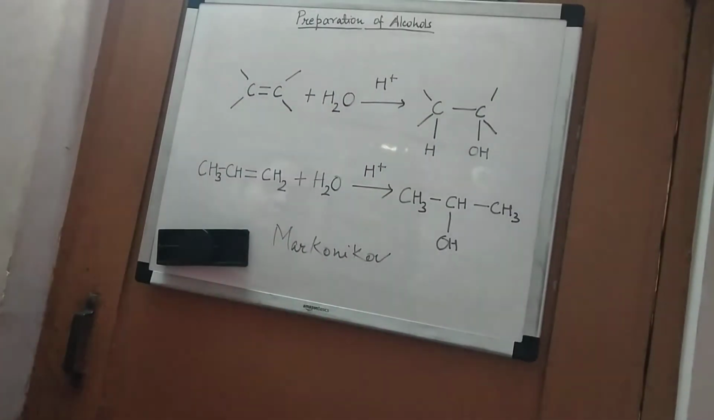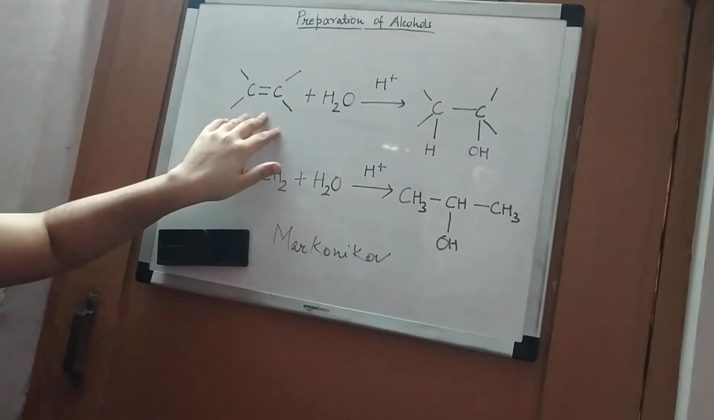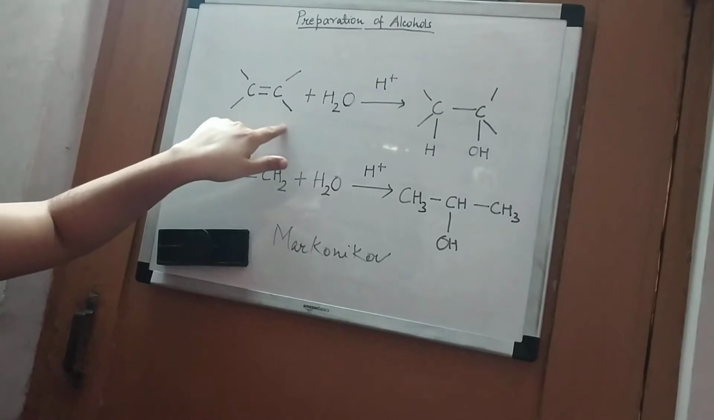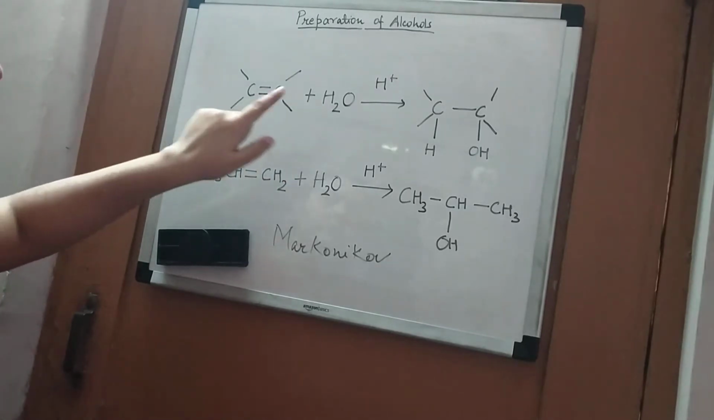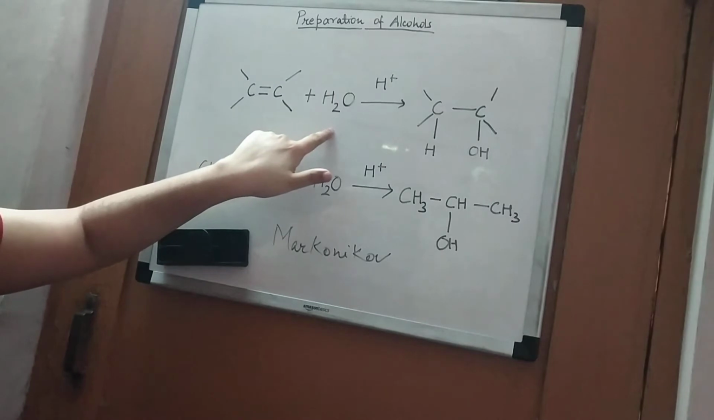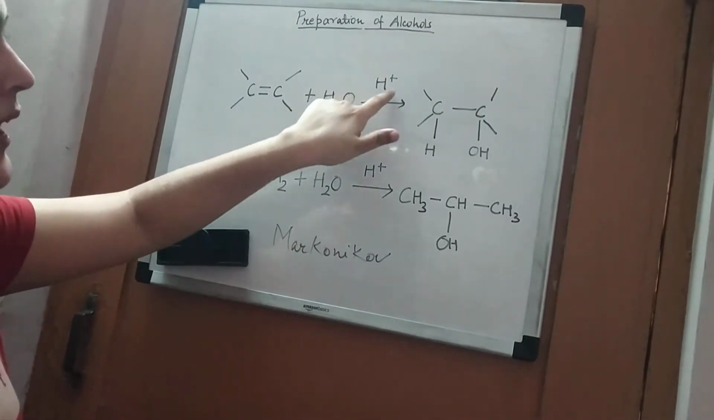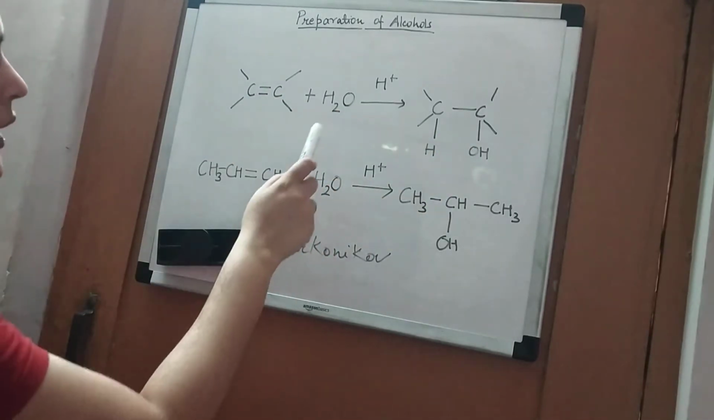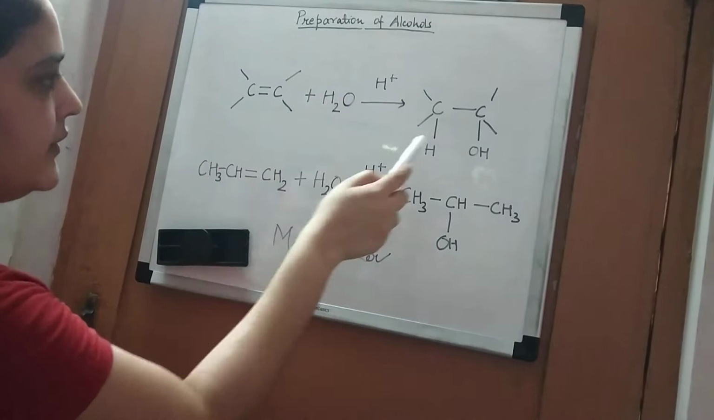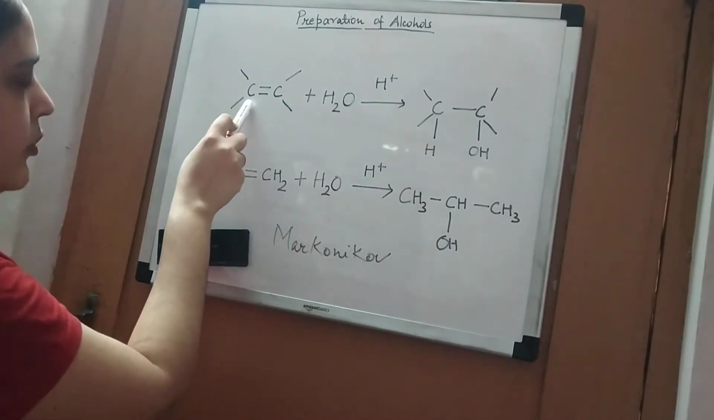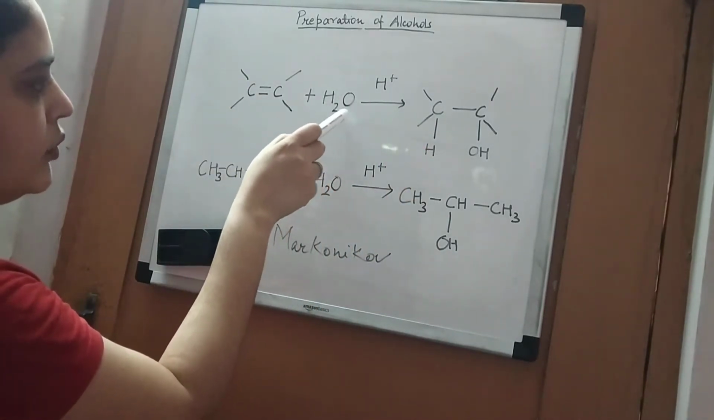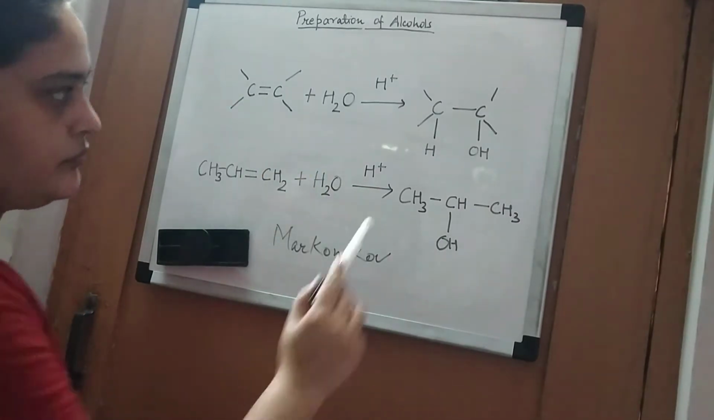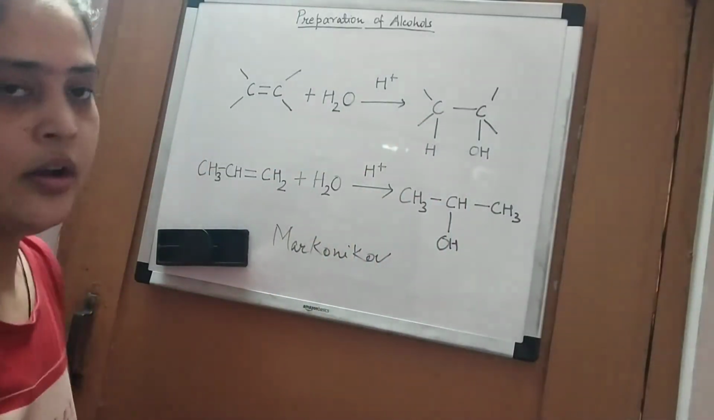So let us start. First we are taking an alkene, a symmetrical alkene, in which both sides of the double bond have the same type of alkyl groups. We are reacting the alkene with a water molecule in the presence of acid as a catalyst. So what will be formed? Alcohol will be formed. The hydrogen atom of the water molecule is attached to this carbon of the double bond, and the OH group is attached to this carbon atom of the double bond. So here the alcohol molecule is formed.